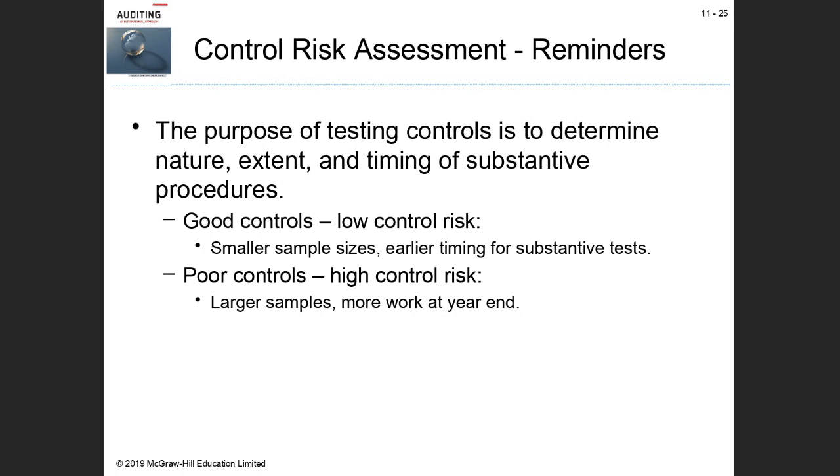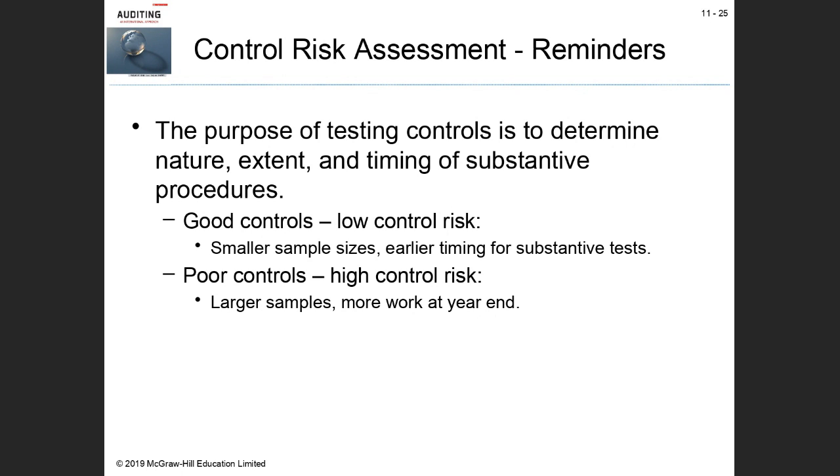So if it's weak, that means control risk is high. So there's a high risk that the internal control system will not work. Well, in that case, with control risk being high, that means the auditors must lower detection risk in order to keep total audit risk at no more than 5%.